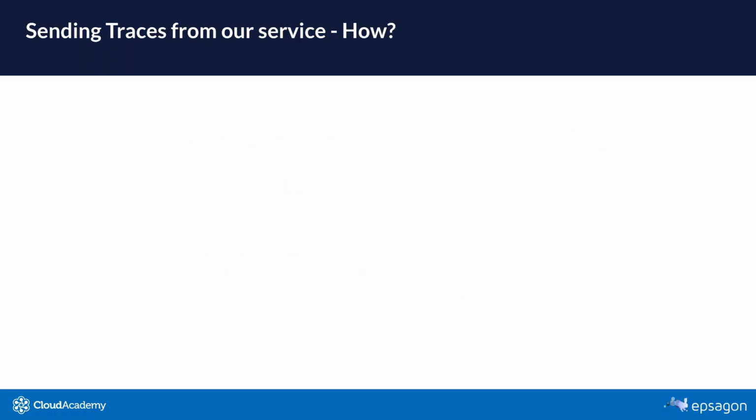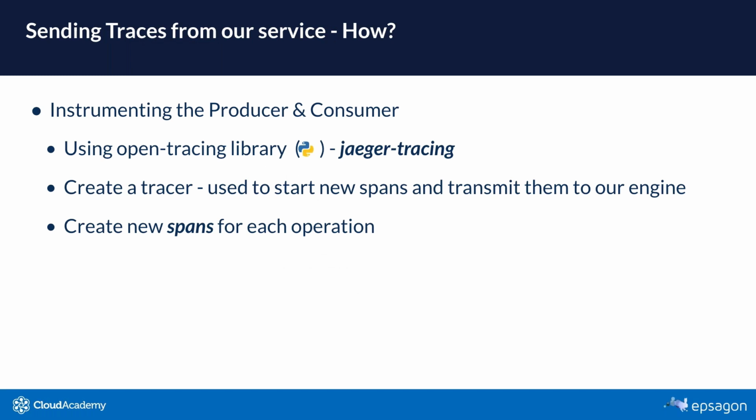So how can we send traces from our service? What we need to do is instrument both the producer and the consumer. We do that using an OpenTracing library. Because we use Jaeger, we're going to use the Jaeger tracing library. And we just need to do two things.